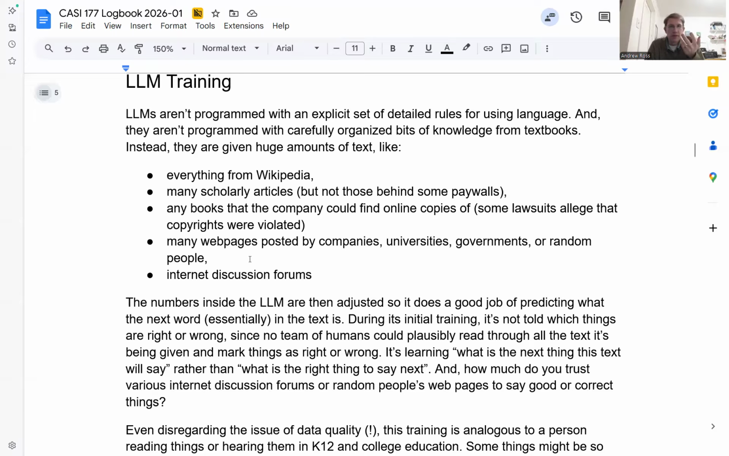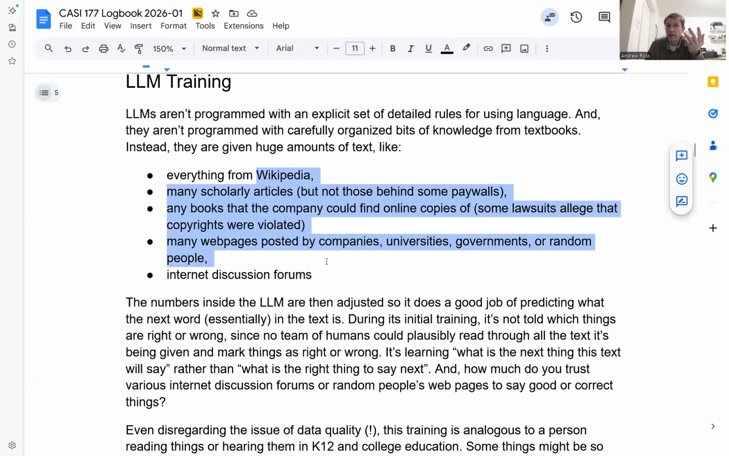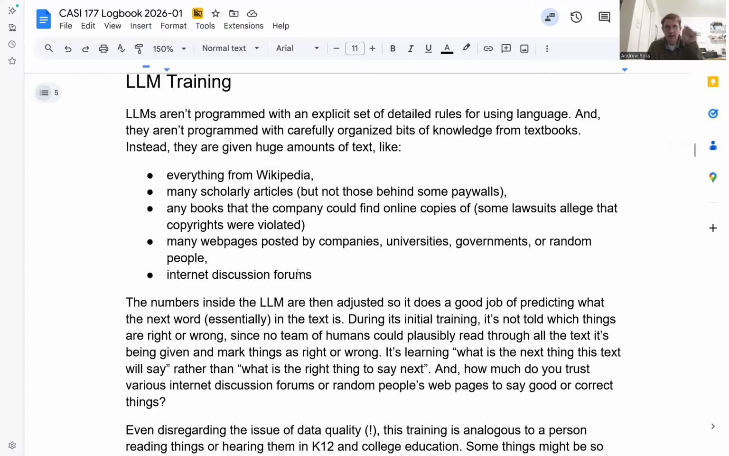That's because no team of humans could plausibly read through all these things and decide, okay, this thing was right, this thing was wrong. So in some sense, it's learning what is the next thing this text will say, rather than what is the right thing to say next. And how much do you trust various internet discussion forums or random people's web pages to say good or correct things? So we have to think about all the stuff this was trained on and how much we trust it.